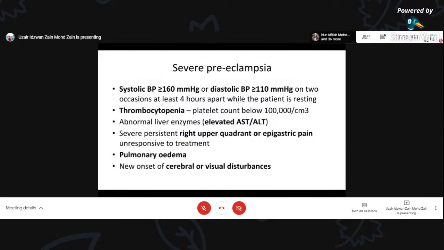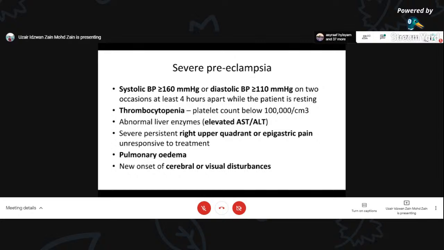Okay, this is severe preeclampsia. So any patient who has preeclampsia with any of these characteristics falls into severe preeclampsia. It has different management. Okay, so for example, systolic blood pressure more than 160 or diastolic blood pressure more than 110, thrombocytopenia, abnormal liver enzymes, usually elevated transaminases, severe persistent right hypochondrial pain, pulmonary edema, new onset of cerebral or visual disturbance such as scotoma. So if the patient has this in regards to the hypertension that they have, they actually have severe preeclampsia.